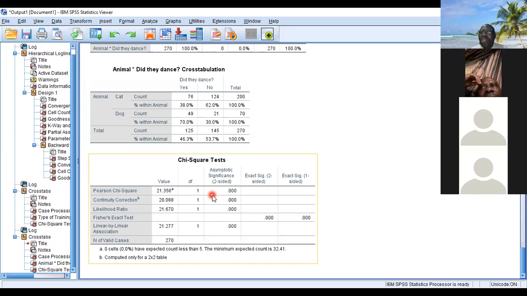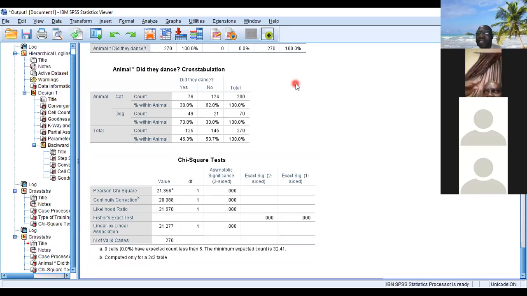Yeah, how do you interpret it? Who will you say dance more? If you are looking at interaction between animal and dance, dog dance more than cat. Yes, sir. So let's look, without splitting it also, let's look at the training.